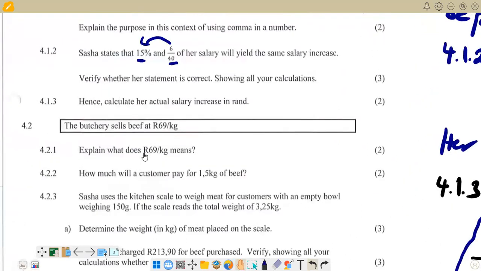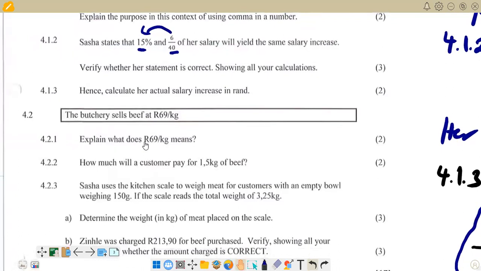We are now on 4.2. 4.2 reads, the butcher sells beef at 69 rands per kg. And then the first question, 4.2.1, explain what 69 rand per kg means. This is very simple. The kg that we have here is representing 1 kg. So what it means is 1 kg is worth 69 rands. That's basically what it means.